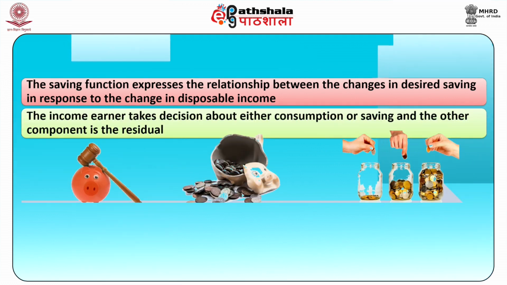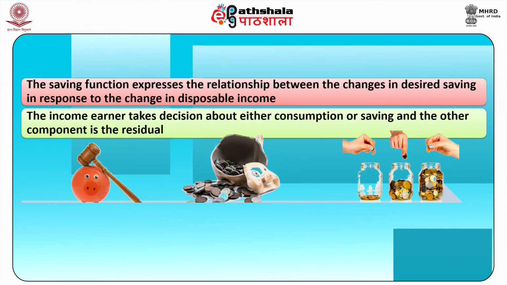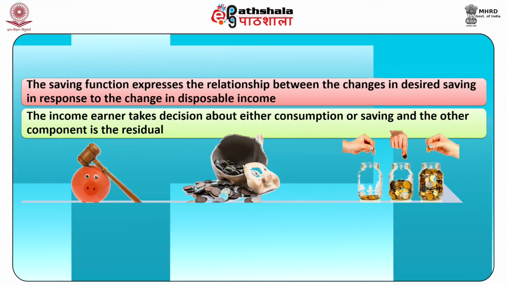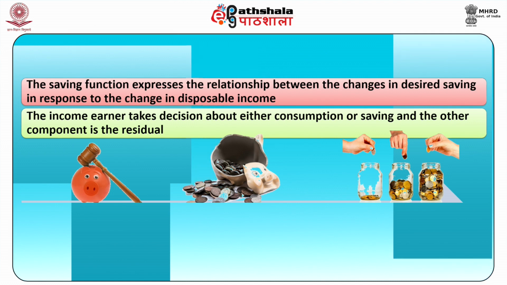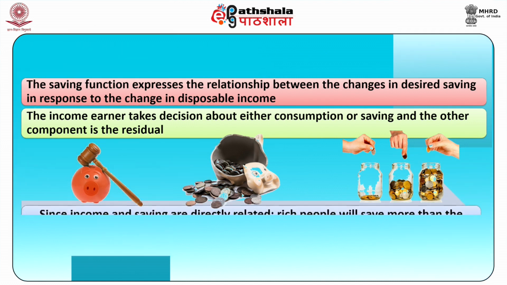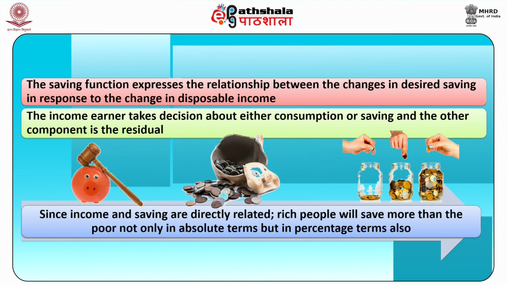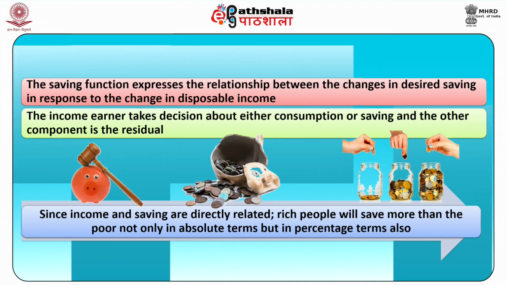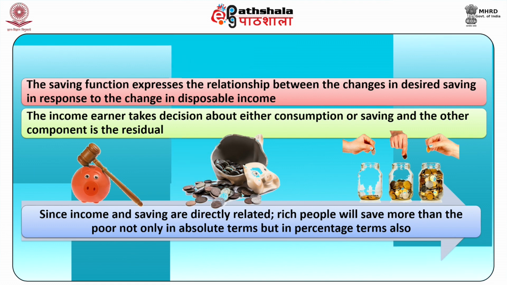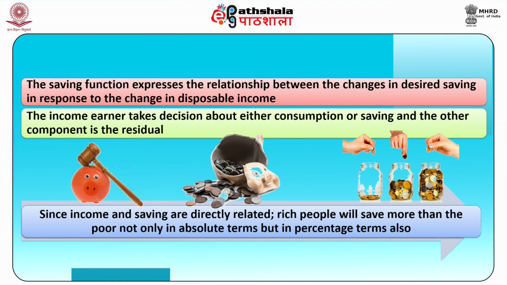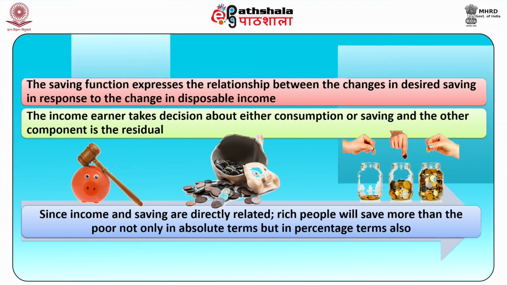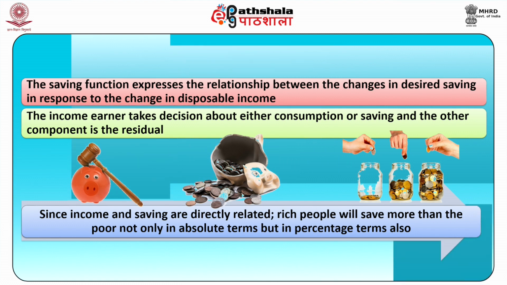The income earner takes a decision about either consumption or saving, and the other component is the residual. Since income and saving are directly related, rich people will save more than the poor, not only in absolute terms but even in percentage terms also.